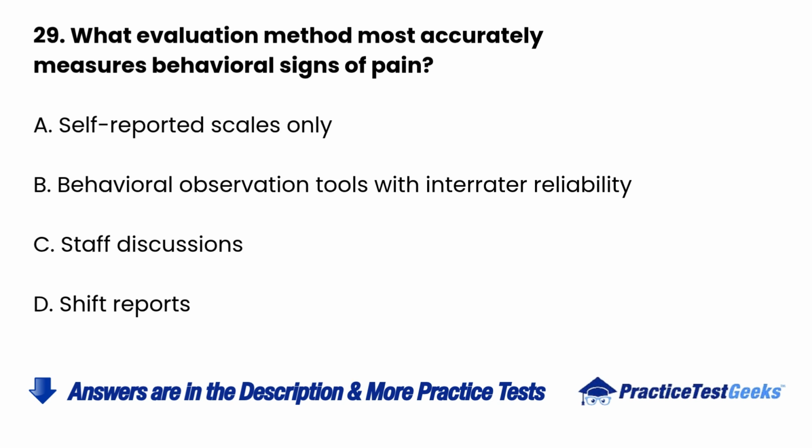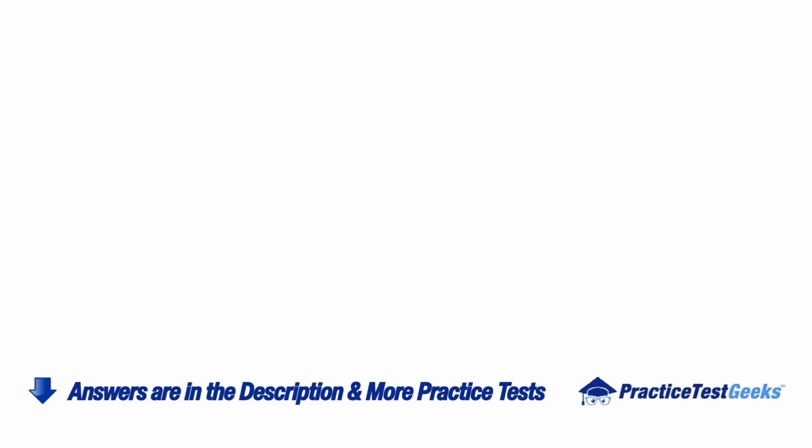29. What evaluation method most accurately measures behavioral signs of pain? A. Self-reported scales only. B. Behavioral observation tools with inter-rater reliability. C. Staff discussions. D. Shift reports.